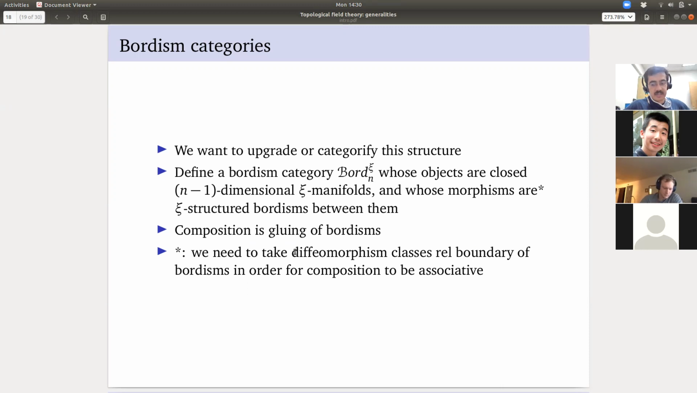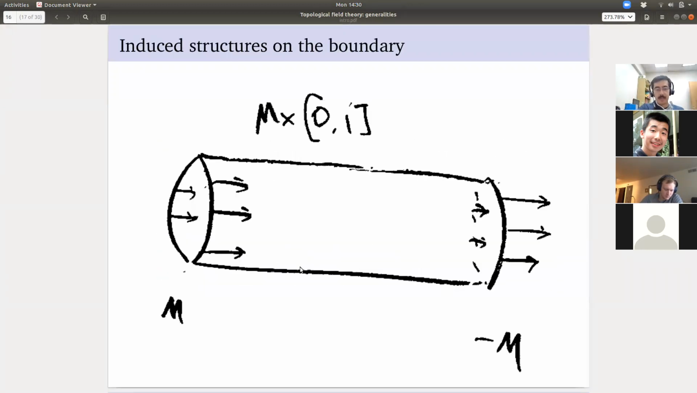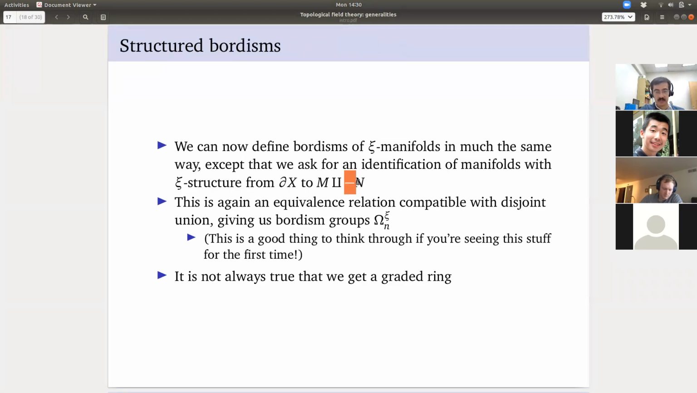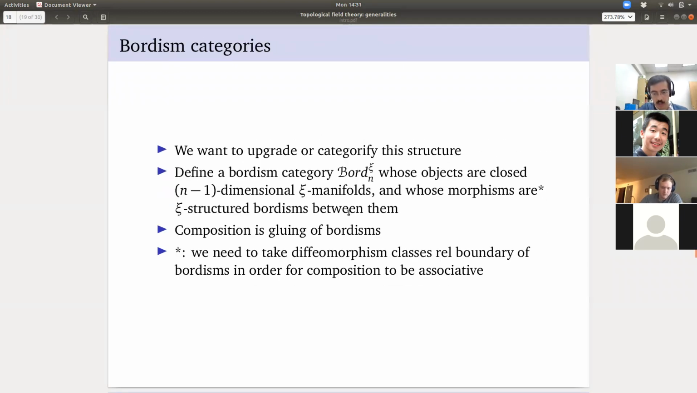So the identity is the cylinder, which is why it's crucial that we said m to minus m. The cylinder is a Bordism from m to minus m. And so in order to have an identity morphism in this category, we have to define Bordism with this minus. And then composition is gluing. Okay, that's the definition of the Bordism category.